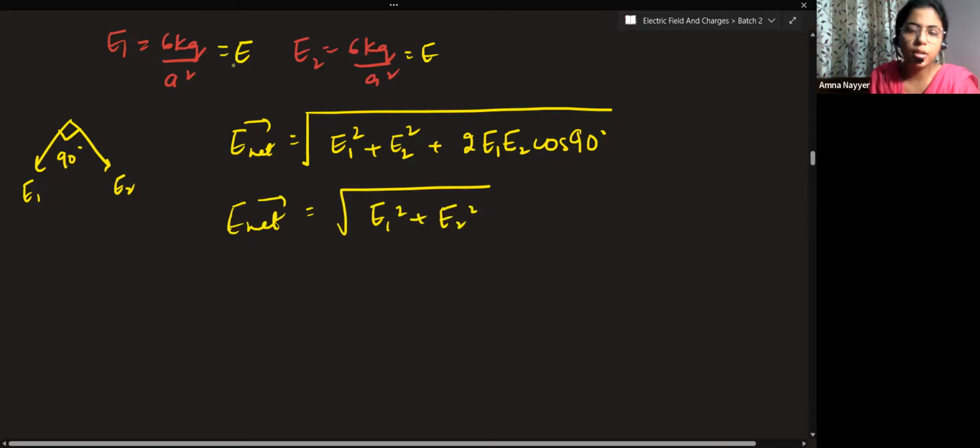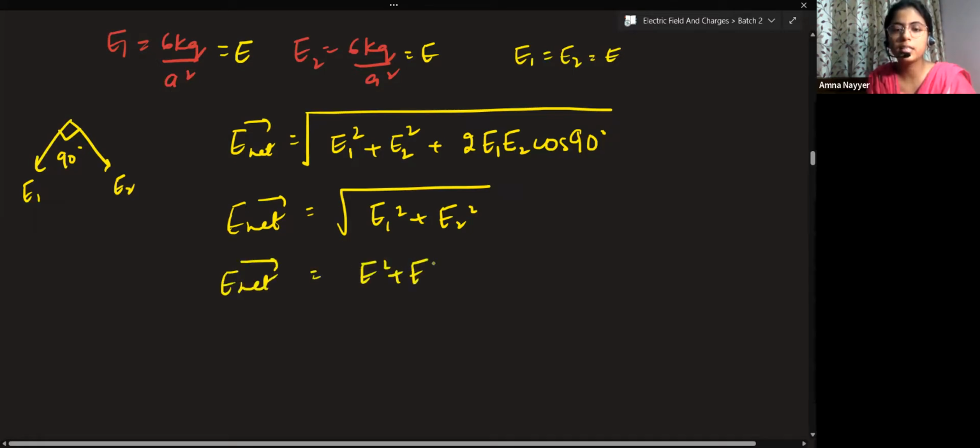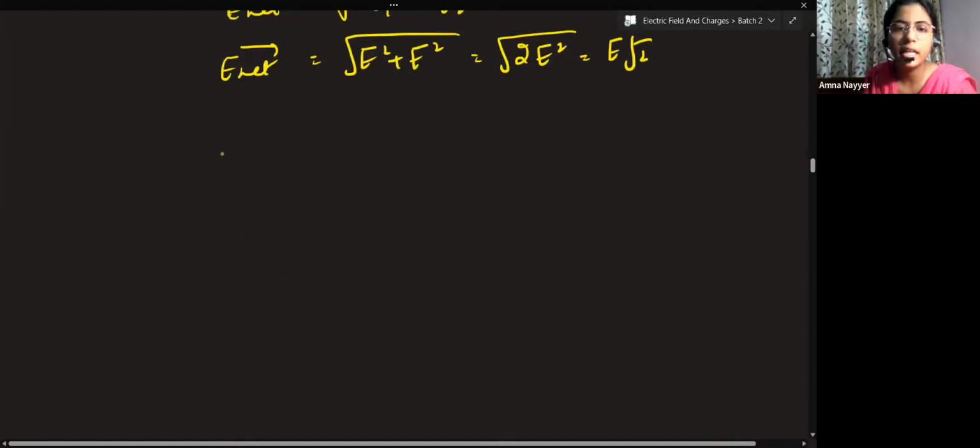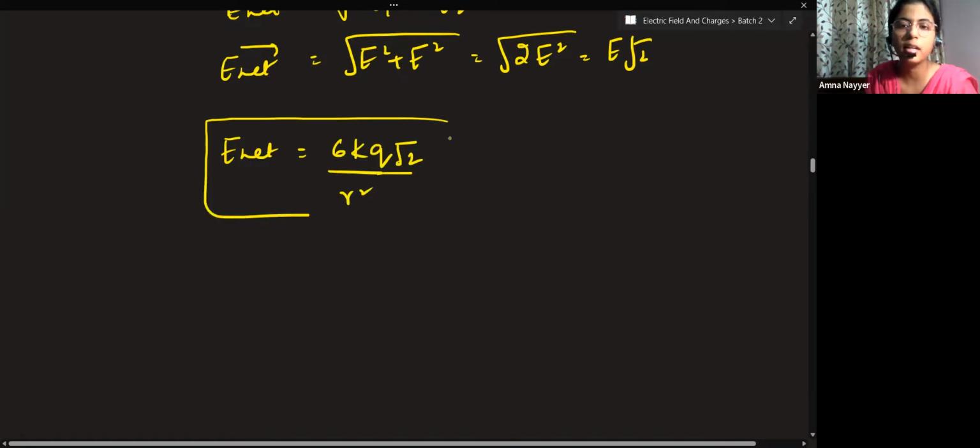If you substitute E1 and E2 as E only, because the magnitude is same, it is coming 6KQ by A square. So you can write it as E square plus E square. This makes it 2E square, so capital E will come out, only root 2 will be left. Now you can put the value of E. So net electric field will be 6KQ by A square multiplied by root 2. This is your net electric field.